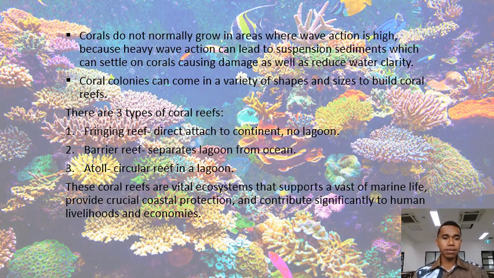Moving on is the atoll. It is a circular reef in a lagoon. So here's an island. It circles the island, and it also acts as a wave breaker. These coral reefs are vital ecosystems that support a vast array of marine life, provide crucial coastal protection, and contribute significantly to human livelihoods and economies.